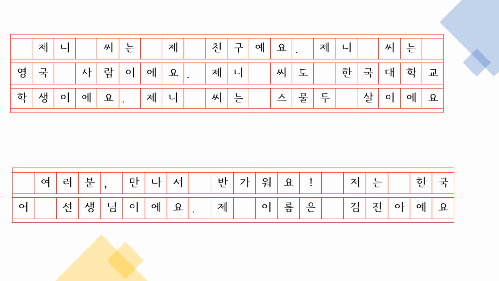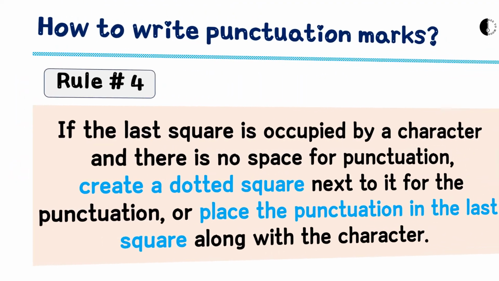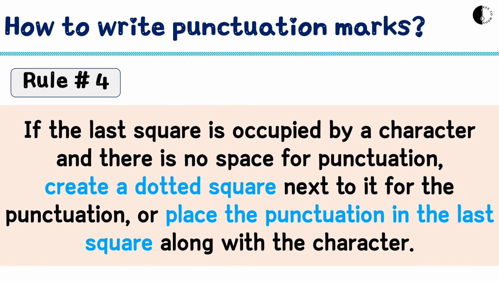제 이름은 김진아예요. Here too, we need to put a period after the last sentence, but there is no square left for it. In that situation, please do it like this. If the last square is occupied by a character and there is no space for punctuation, please create a dotted square next to it for the punctuation. Or, please place the punctuation in the last square along with the character.